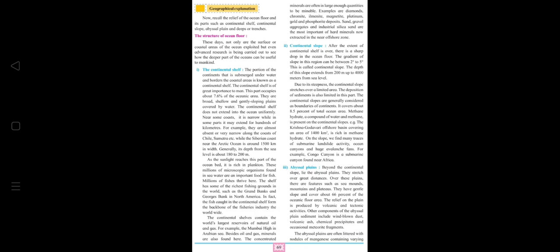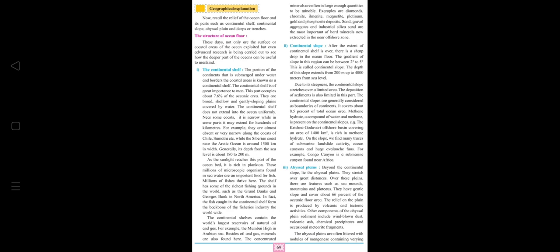The continental shelves contain the world's largest reservoirs of natural oil and gas. So continental shelf also has the largest reservoirs of gas and natural oil. For example, the Mumbai High and Arabian Sea. Besides oil and gas, minerals are also found here. So there are different minerals. There is natural oil and gas in Mumbai High and Arabian Sea.